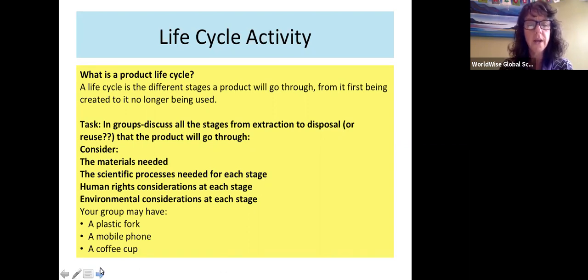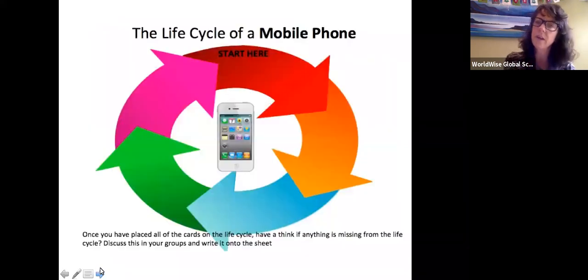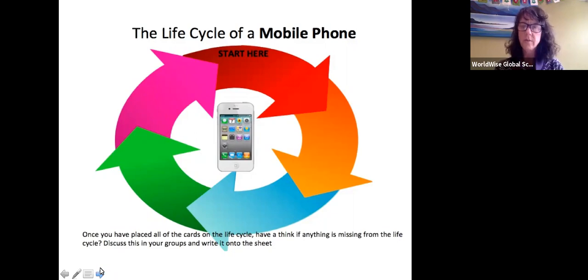So we have a couple here, and I'll just show you the life cycle of a mobile phone. So if you're looking at the life cycle of a mobile phone, consider where the minerals come from. For minerals like cobalt, for instance, and coltan, which is mined in the Central African Republic.